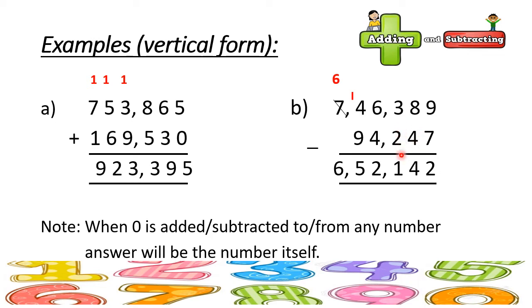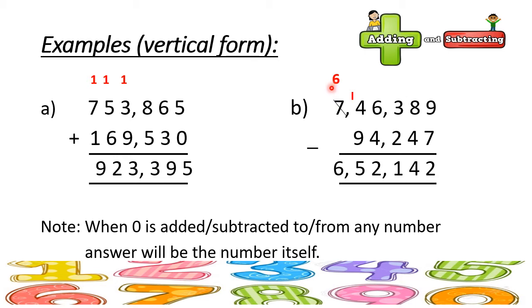Then 3 minus 2 will be 1, and then 6 minus 4 will be 2, and then 4 minus 9. We cannot subtract 9 from 4, so we will borrow 1 from the next digit, that is 7. If we take 1 as a borrow from 7, the 4 will become 14, and 14 minus 9 will be 5. Now as 7 has given 1 to the 4, 7 will become 6.